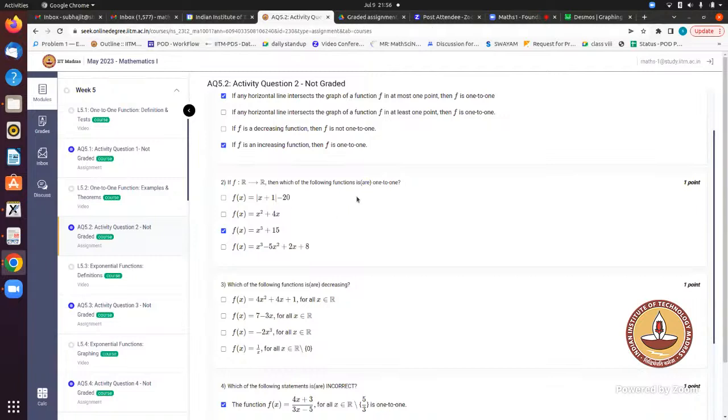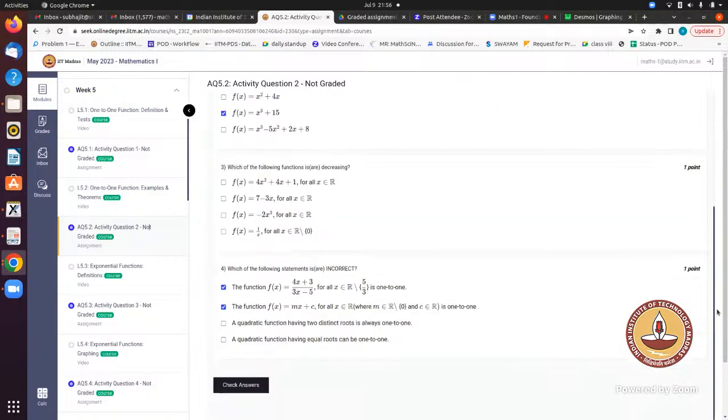I think most of these functions I have discussed more or less, mod function and all this. This you can do now. These I have discussed in one of my earlier live sessions. f(x) equal to mx plus c, m not 0 and c is a real number. Is this one-to-one?